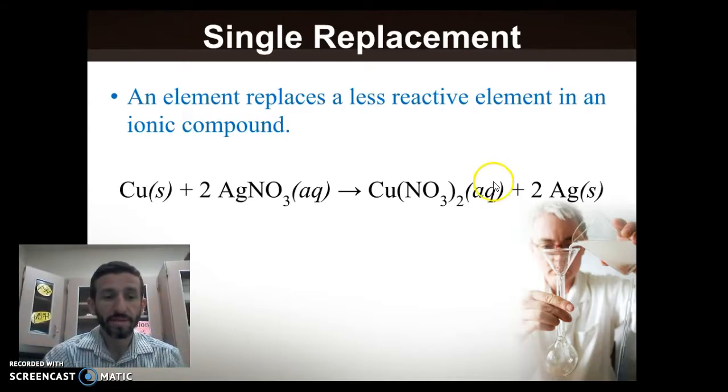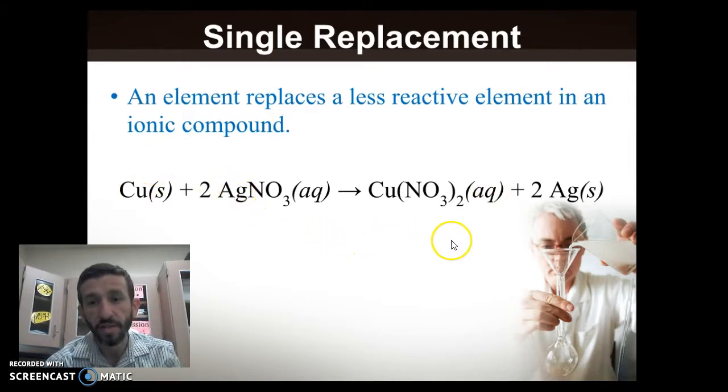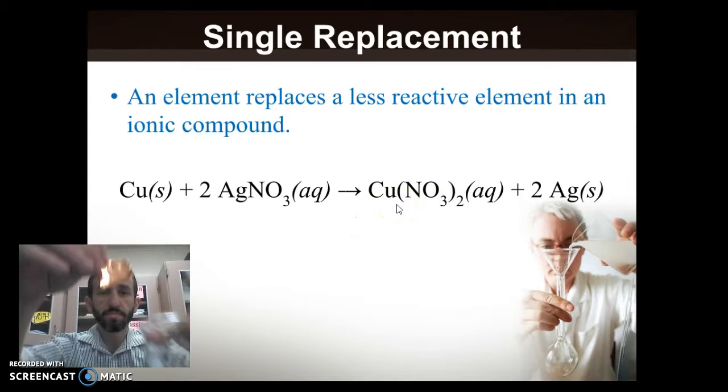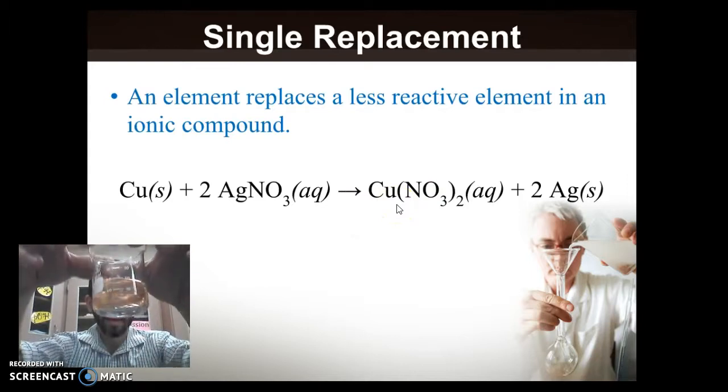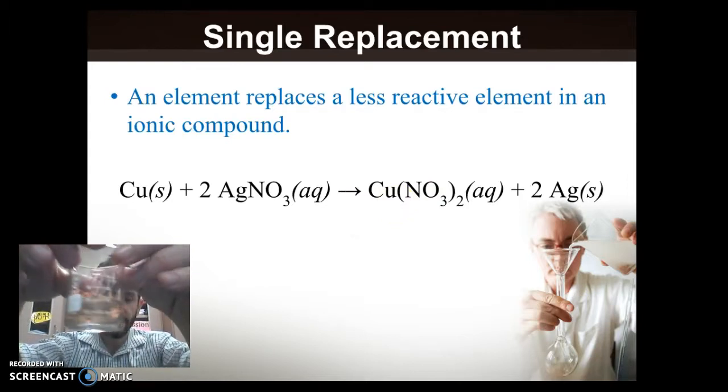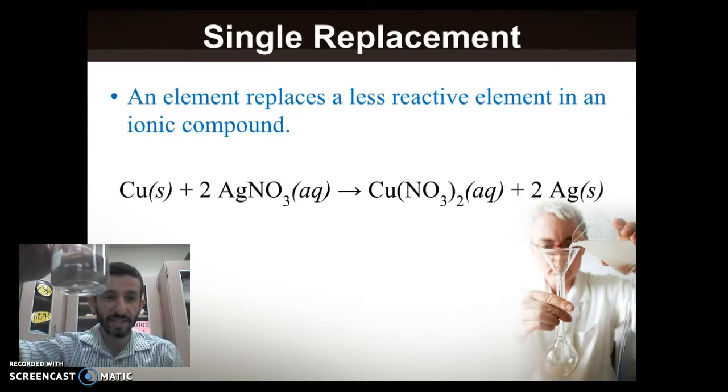So what happens here is the copper is more reactive than this silver here. So it will kick silver out. And we're going to get pure silver and copper nitrate. Okay, so I'm going to put this in here. Now, it doesn't look like there's anything amazing, okay? And that's because this reaction happens slowly, all right?